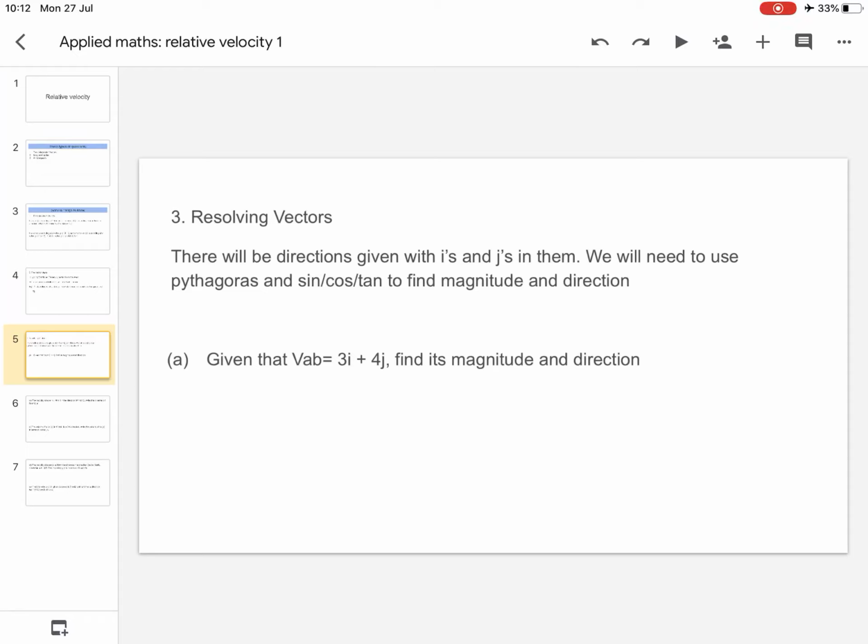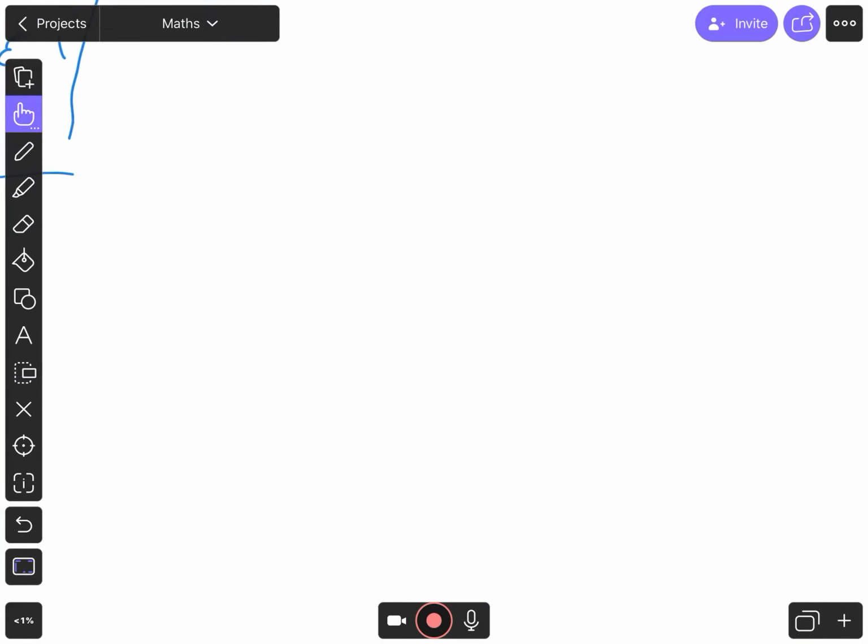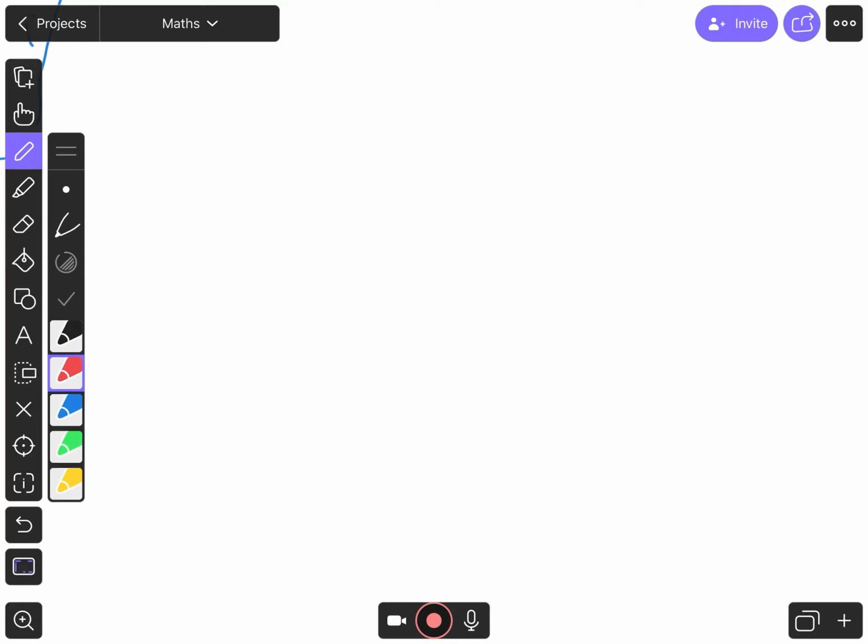So if we have this question here, given that the velocity of A relative to B, so we already have the velocity of A relative to B, we don't need to do VAB equals VA minus VB, we don't need to use that at all. They've given us what A relative to B is. We want to find its magnitude and its direction. So we want to find how fast that car is going, or boat, or whatever it is, and in what direction it's going. So we have VAB equals 3i plus 4j.